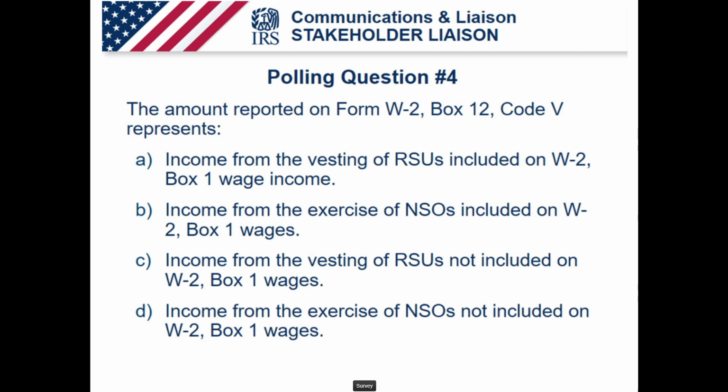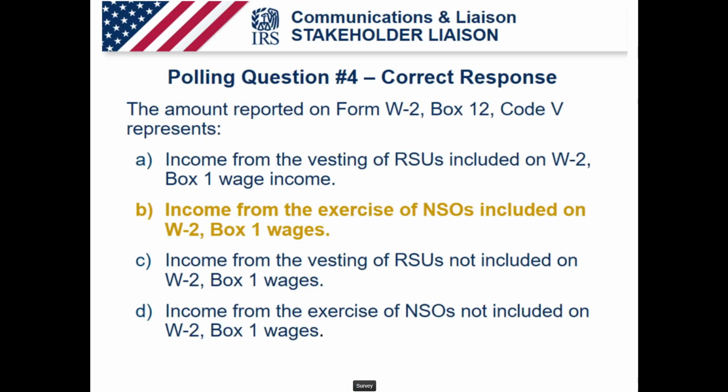All right, let's close the polling now and see what the correct response is on the next slide. So the correct response is B, income from the exercise of NSOs included on W-2 Box 1 wages. And I see that 57% of you responded correctly. I figured this one might be a little bit tricky for us. So Andy, can you shed some light on this? Do you have some resources that you can share with us to help us out?